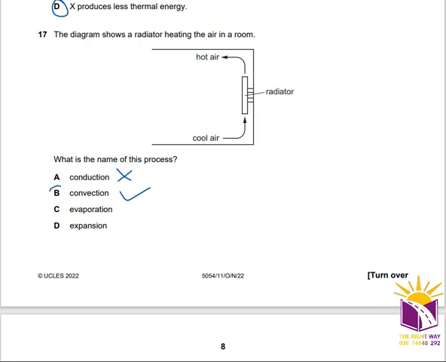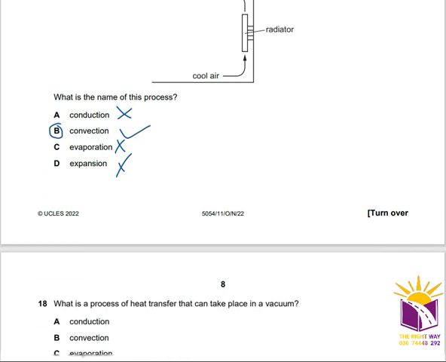It is called convection. The movement of particles from one place to another place in order to move energy is called convection. Evaporation is in liquids, and this is not expansion because our particles are not expanding, they are moving from one place to another place. So it is convection, in which our cold particles move to the radiator and from the radiator gain energy and move above the radiator as hot air.